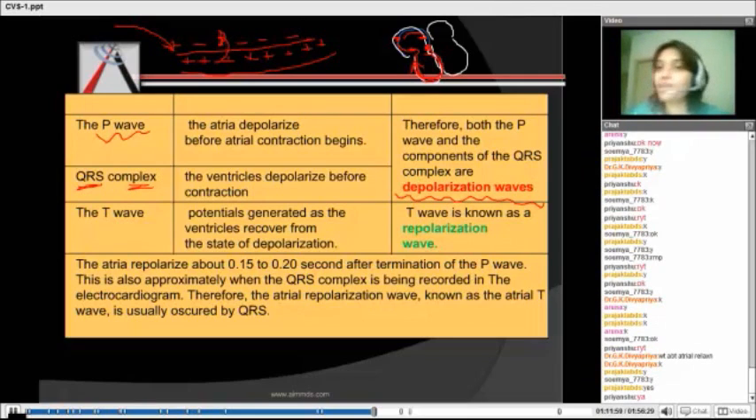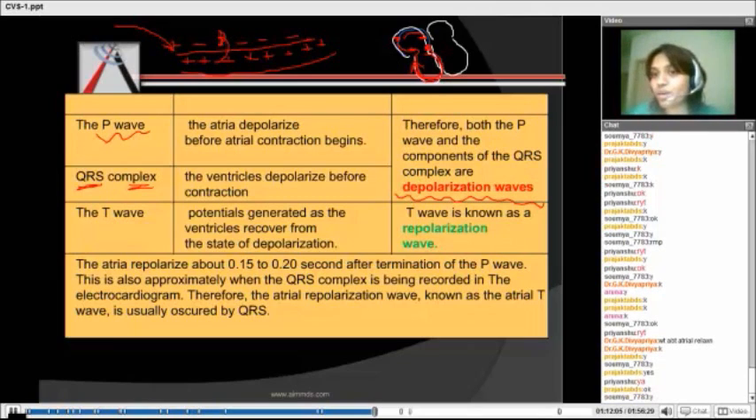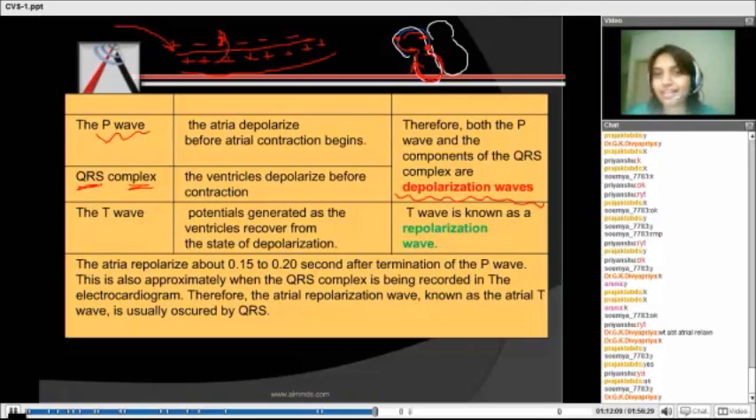Now do you understand where the atrial repolarization wave is lost? Divya, do you get it clear? Where is the atrial repolarization wave lost? Yeah, great. While the T wave is the repolarization wave of the ventricle. Does it make it clear?